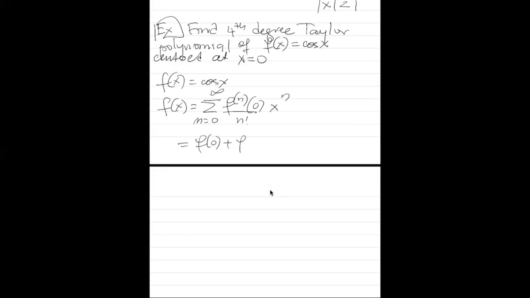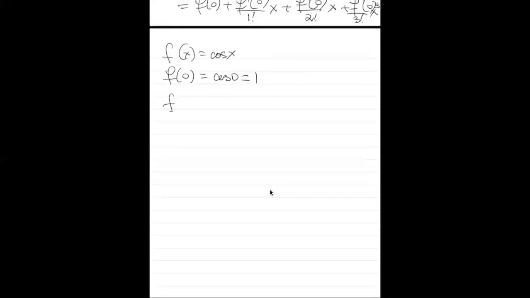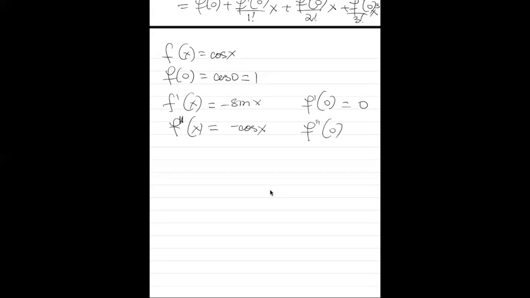So that's f of 0 plus f prime of 0 over 1 factorial x plus the second derivative at 0 times x squared over 2 factorial plus the third derivative times x to the third, and so on. So let's start with f of x being cosine x. F of 0 is cosine 0, which is 1. F prime of x is negative sine x. F prime of 0 is 0. The second derivative is negative cosine x. The second derivative at 0 is negative 1. The third derivative is sine of x. The third derivative at 0 is 0. The fourth derivative is cosine x, and you see the pattern here. The fourth derivative at 0 is 1.